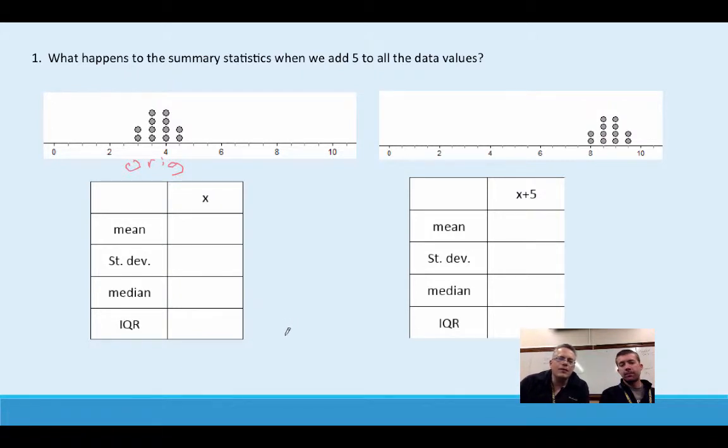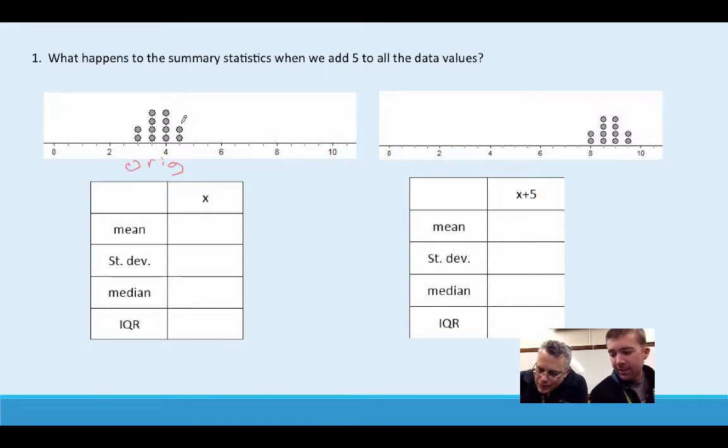For the original data, we have to calculate the mean, the standard deviation, and the IQR. Mr. Lewis is going to read the data off to me. 3, 3.5, 3.5, 3.5, 4, 4, 4, 4, 4.5, 4.5. All right, here we go. We're going to need these a couple times.